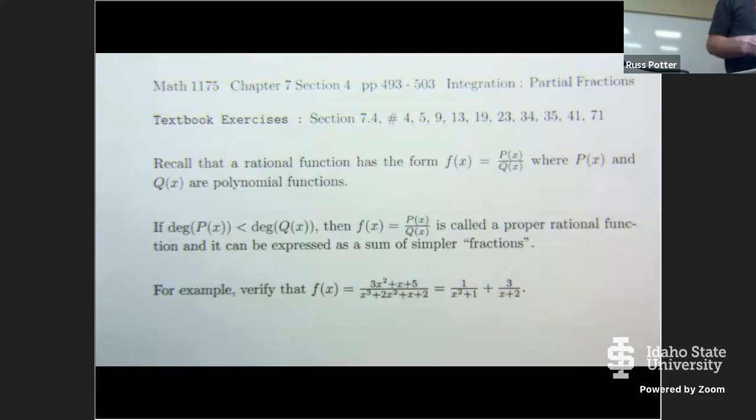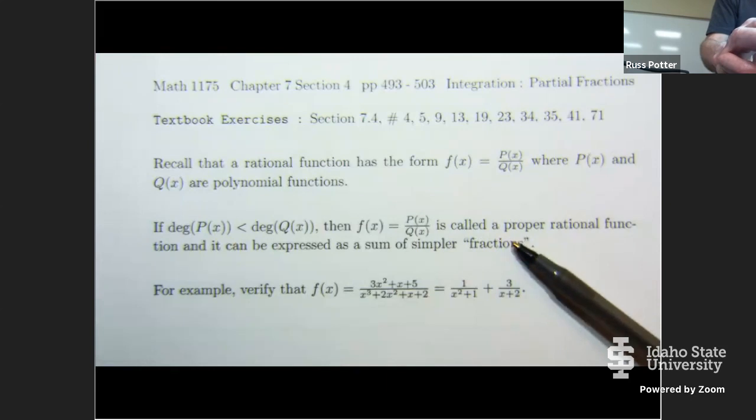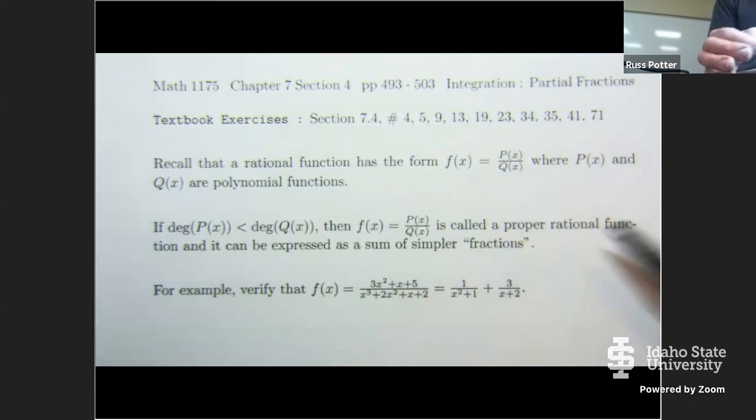In the same way that an ordinary fraction, such as 4/7, is referred to as a proper fraction, proper rational functions behave in a similar way. Okay, so here's an example. In the previous sentence, it said that proper rational functions sometimes can be expressed as a sum of simpler fractions.